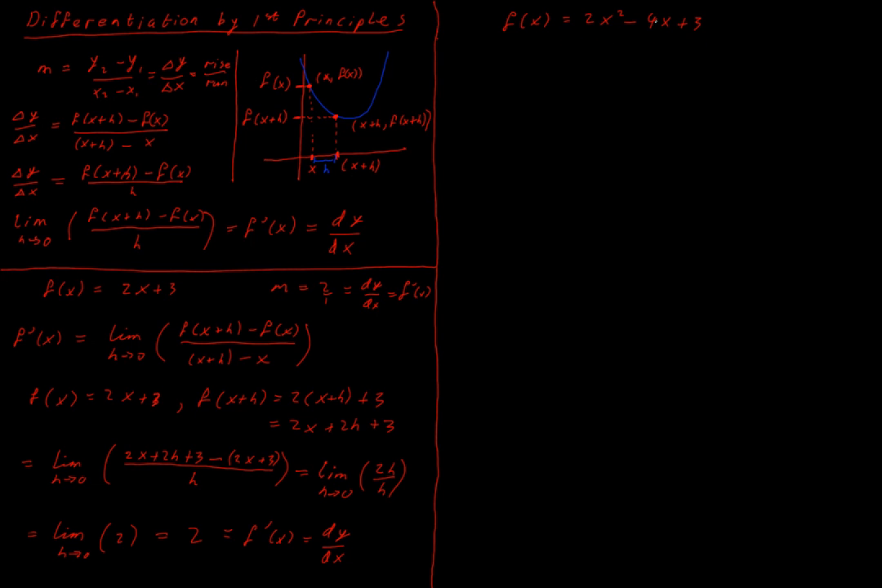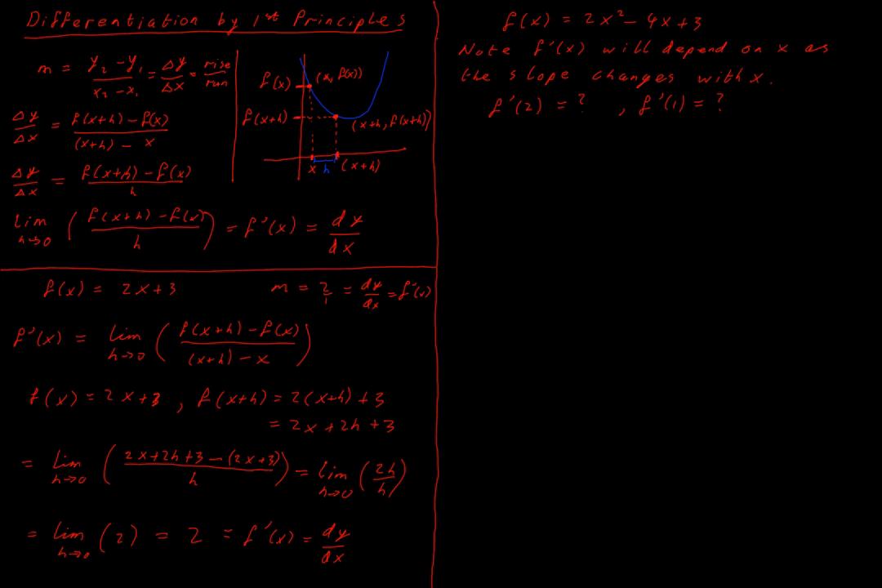Now let's try something a little bit different. We're going to have a look at our quadratic. Now, if we're getting the slope of our function 2x squared minus 4x plus 3, what complication immediately comes to mind?